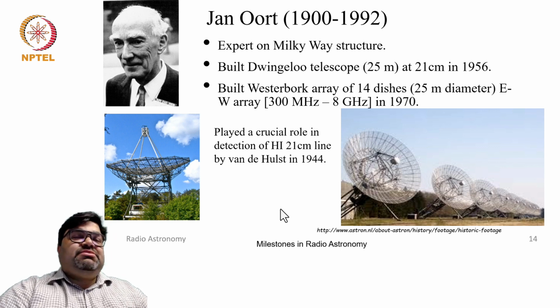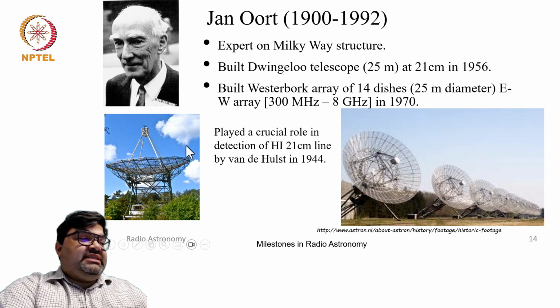The next person to be mentioned is Jan Oort, a Dutch astronomer and father of Dutch astronomy. He was an expert in Milky Way structures. He was instrumental in building the Dwingeloo telescope, 25 meter. It operated at 21 centimeter or 1.4 gigahertz. That's towards the left bottom corner of the slide. It was built in 1956.